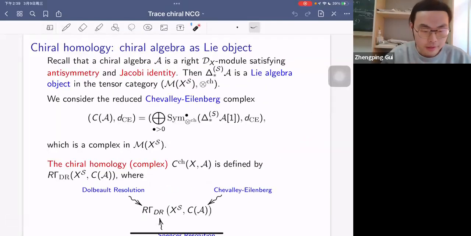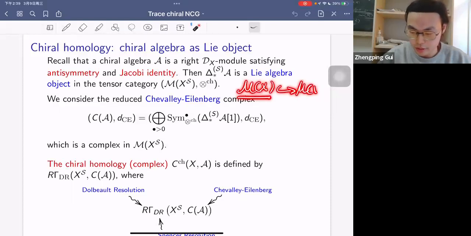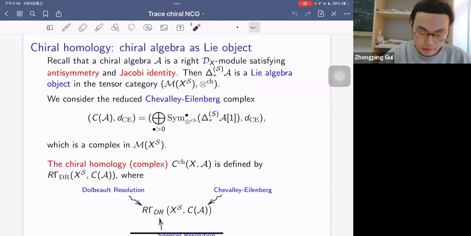Recall that a chiral algebra A is a right D module on X satisfying anti-symmetry and the Jacobi identity. It can be translated into this statement. We recall that we have the embedding from the D modules on X to the D modules on XS, and in this category we have a tensor structure. The statement that A is a chiral algebra is equivalent to the statement that this object in the D modules on XS is a Lie algebra object in this tensor category.